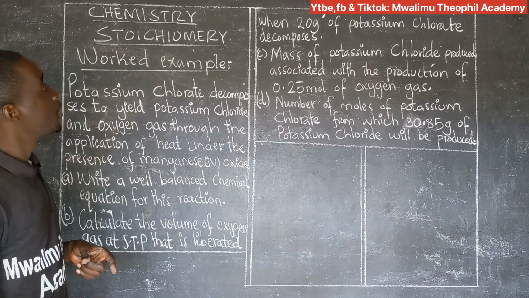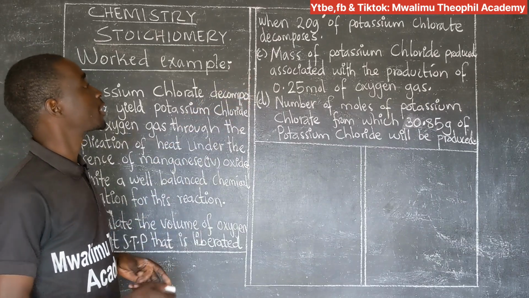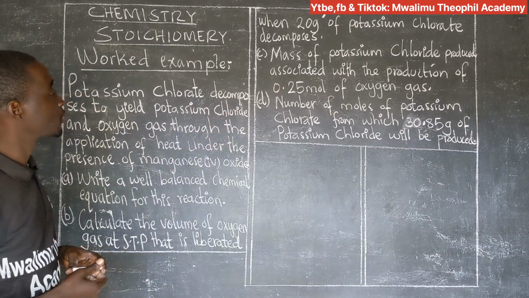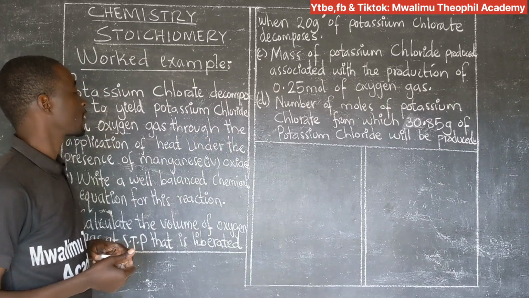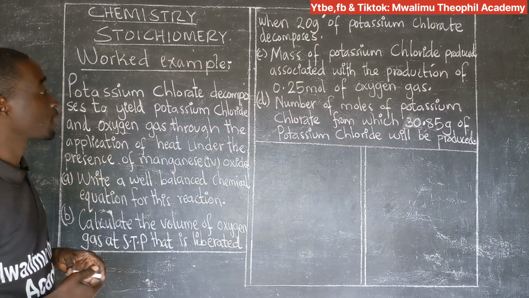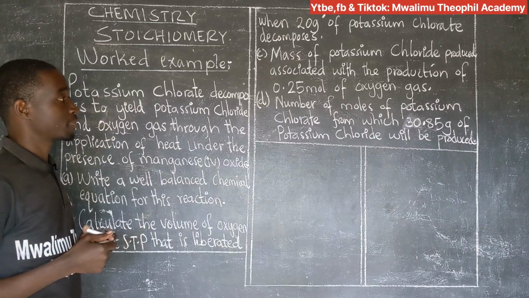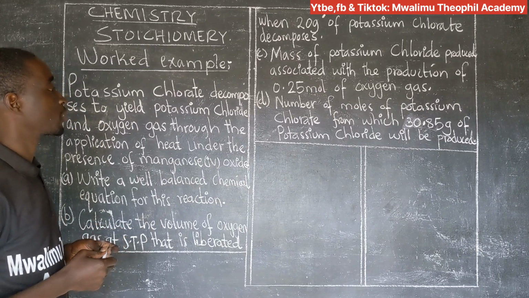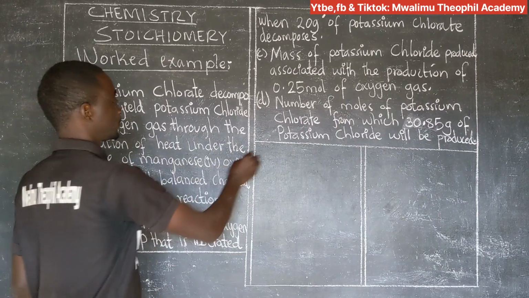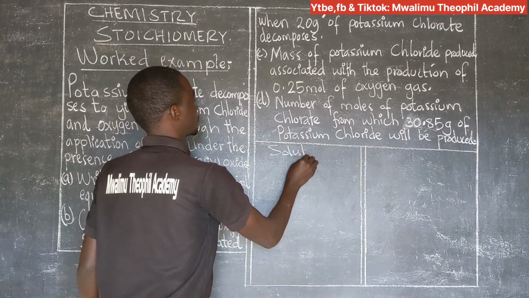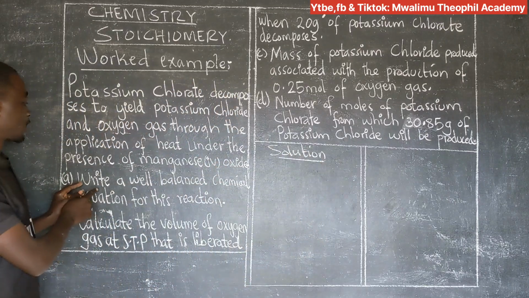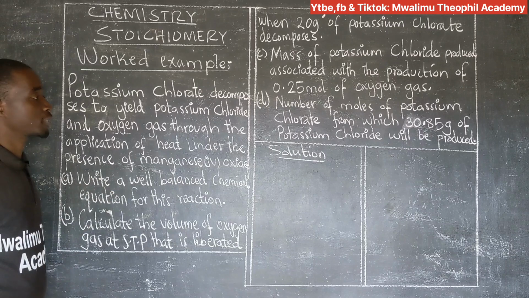Part C. You have to calculate the mass of potassium chloride produced associated with the production of 0.25 mole of oxygen gas. And the last part, you are required to calculate the number of moles of potassium chlorate from which 30.85 grams of potassium chloride will be produced. Now, let's see the solution. Part A, you are required to write a well-balanced chemical equation for this reaction.